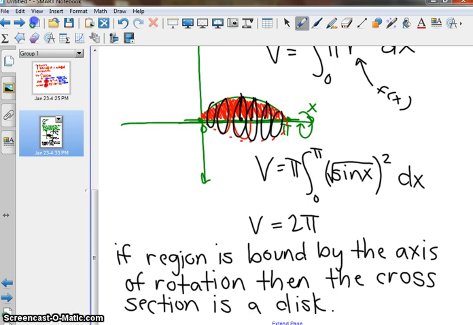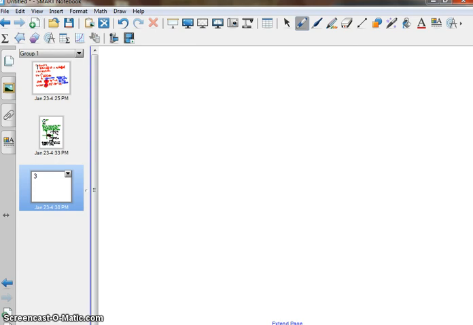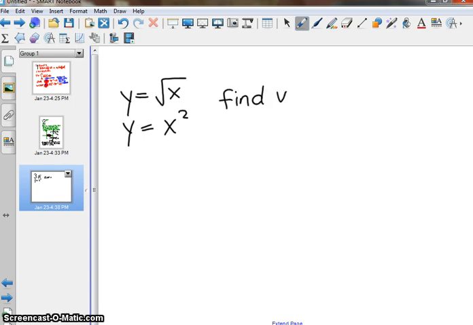Our next example is going to be of a washer, so we'll talk about the region not being bound in that case. So our second example, y equals square root of x and y equals x squared are your two functions. Find the volume of solid of revolution when revolved around the x-axis. So find volume when revolved around the x-axis.